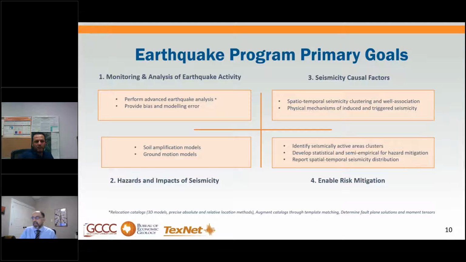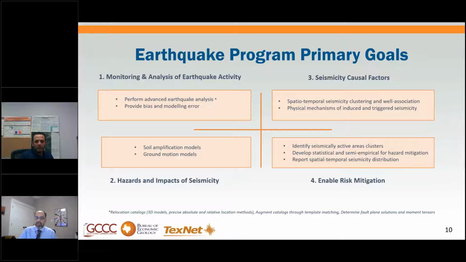Now, for that, usually we go with 2 approaches. One, the most common one, is the spatiotemporal seismicity clustering and well association. And the second one is the physical mechanisms of induced and triggered seismicity. For that, we can use physics-based simulation models to understand what we see and relate the seismicity to possible causal factors, or they can even be used for forecasting future seismicity.